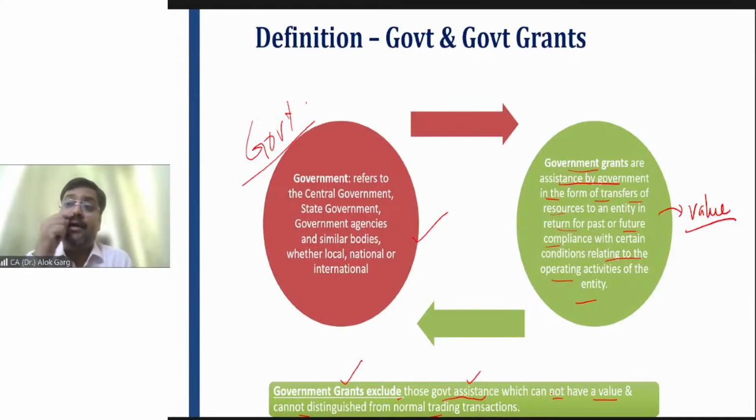You know, in accounting standard 12, there was a concept of government grant in the nature of capital reserve, government grant in the nature of promoter contribution. So it will be like that, but only when the government has an equity participation in the entity, right? Is that clear? Okay.